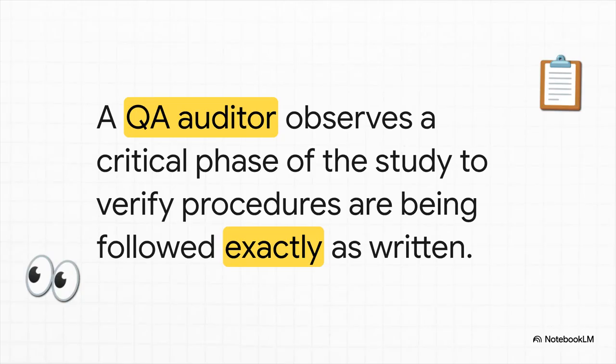A QA auditor, clipboard in hand, is standing in the lab, observing the study team during a really critical phase. Maybe it's the exact moment the test substance is being administered. They're there to watch, not to interfere, but to verify that every step is being followed exactly as it was written down. This is what we call an in-life inspection.